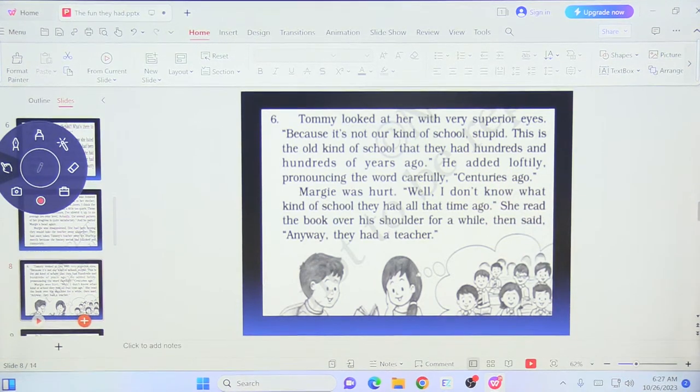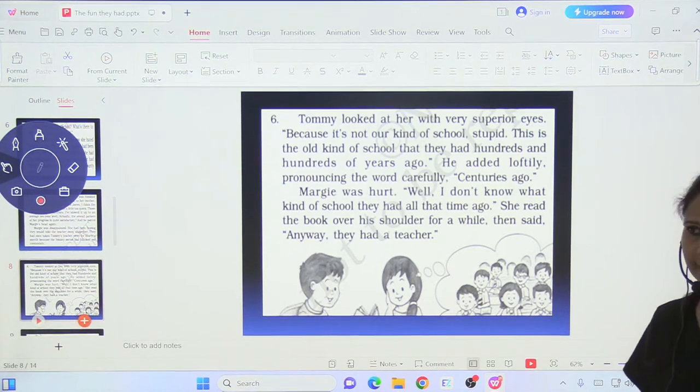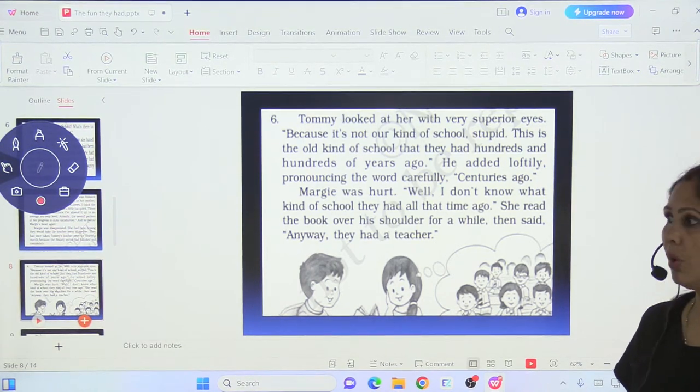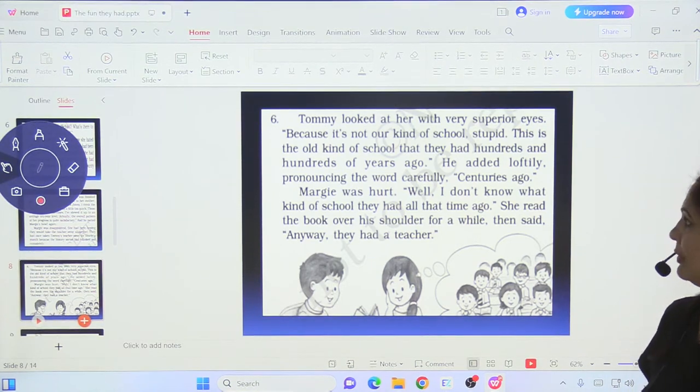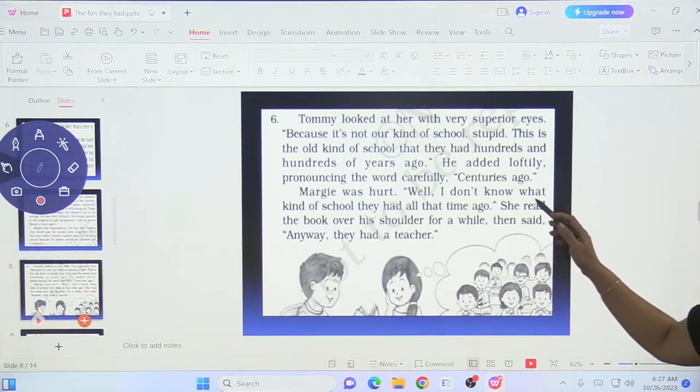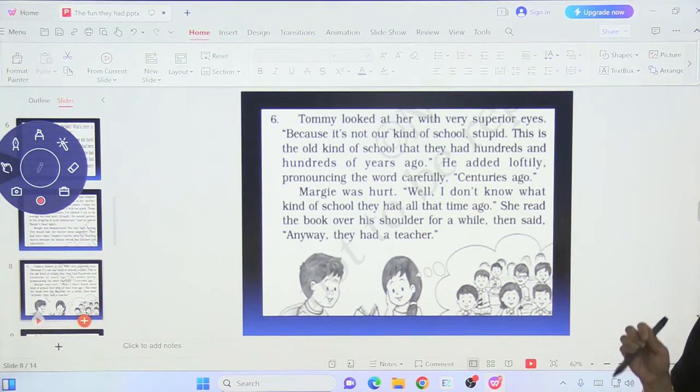This is the old kind of school that they had a hundred years ago. So he is trying to explain to Margie that this is not the kind of school which we are studying in, but this is an old kind of school which were there at what time? 100 years ago. He added loftily, pronouncing the words carefully, "centuries ago." And then finally he stressed on the word centuries ago.